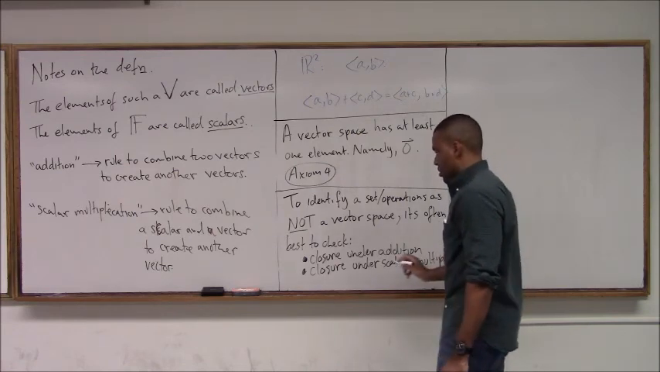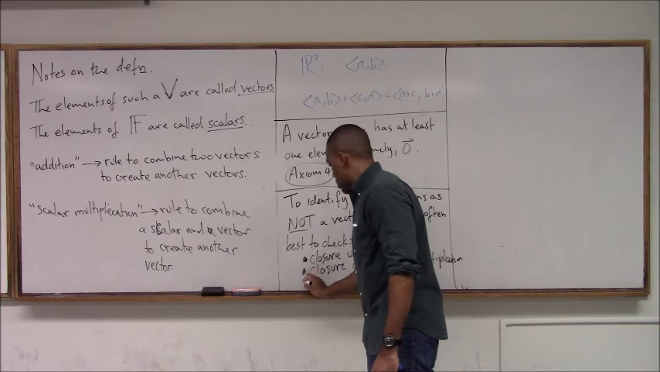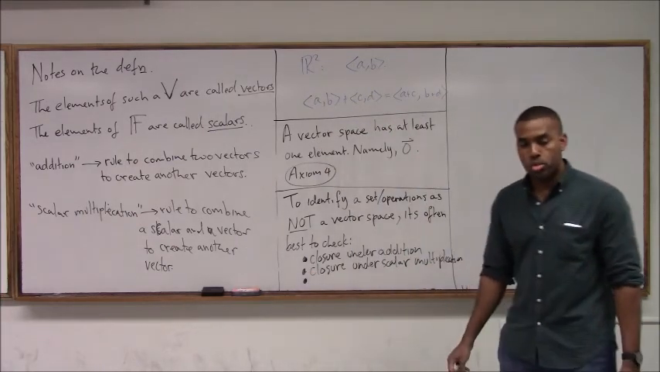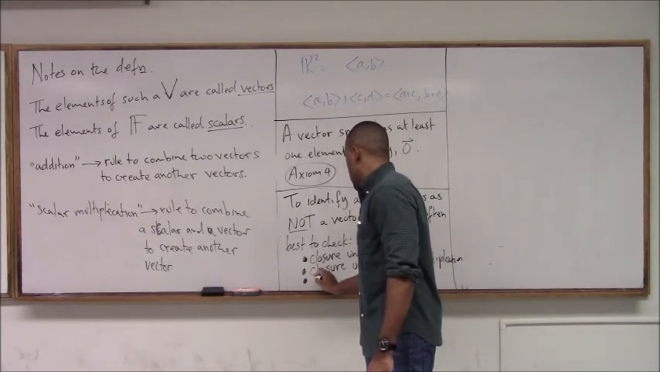Question, what's an axiom? An axiom is a rule that we accept without proof. So it's just an assumption we accept without proof. And the existence of zero.